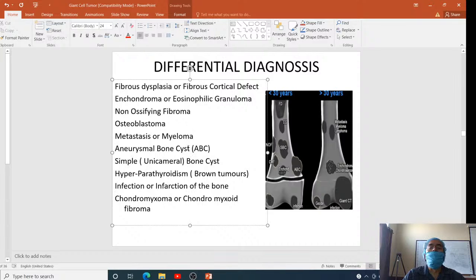After bone cyst, there is another one called a simple bone cyst. This is aneurysmal bone cyst. Another one is simple bone cyst. Then you have hyperparathyroidism.